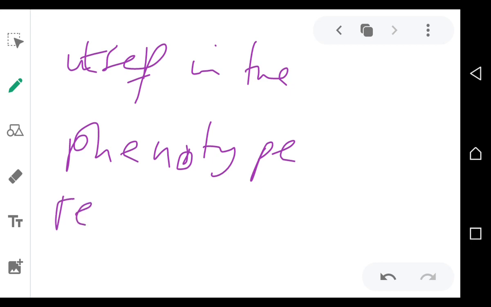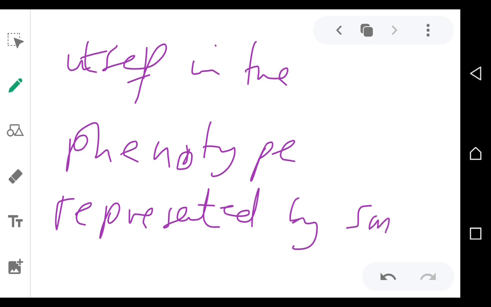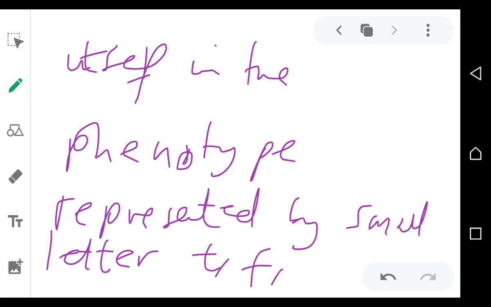Recessive genes are represented by small letters, such as small t, small f, small h, small r, small b. You see, they're not capital letters, they're small letters. So a recessive gene is a gene that cannot express itself in the phenotype. It can never manage to express itself in the appearance.